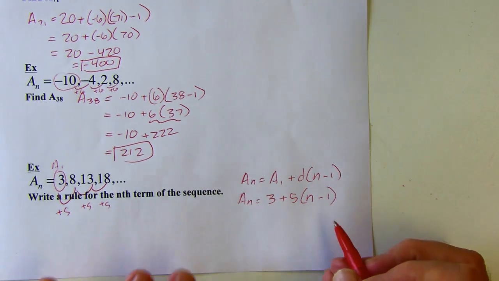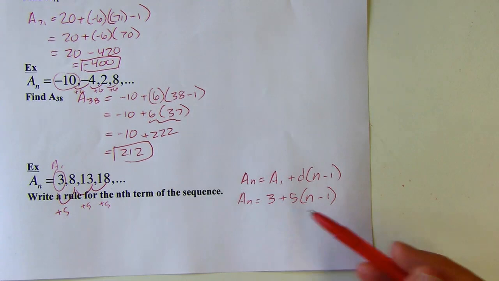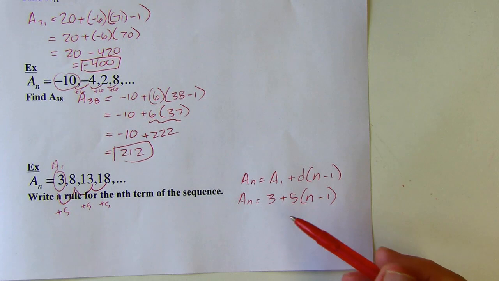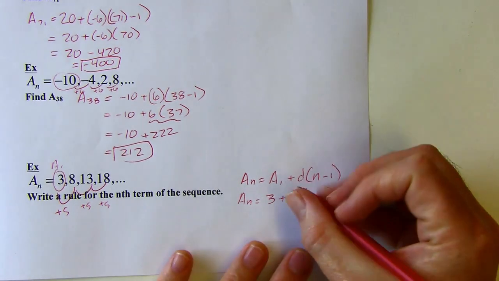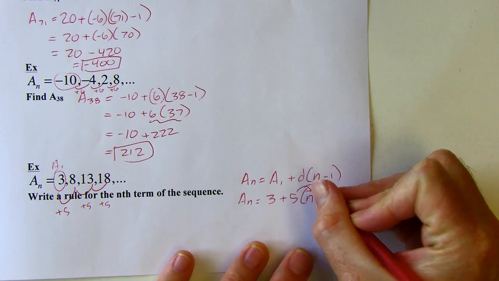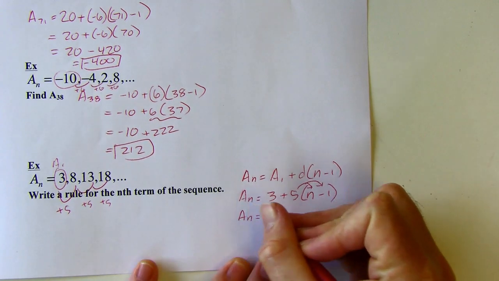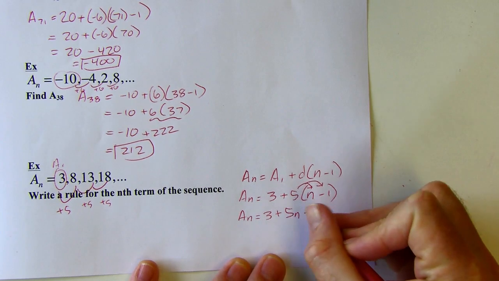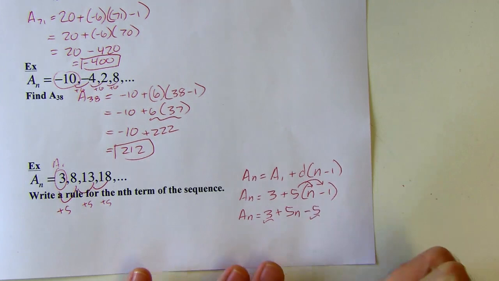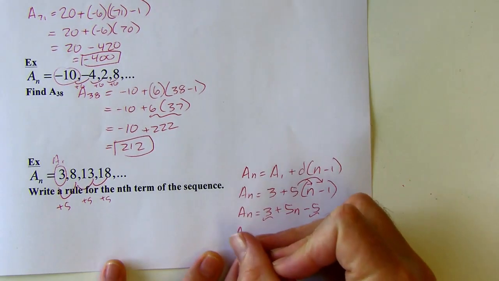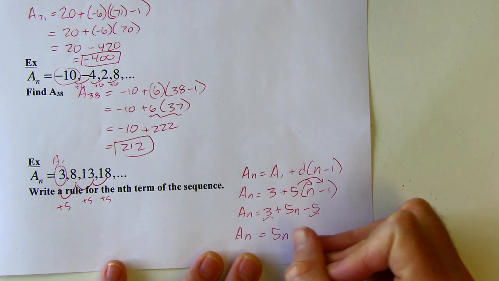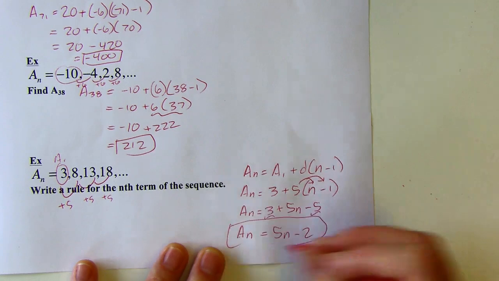Okay, and this is a rule. I've just plugged in the difference and the first term. Now, usually you'd want to simplify this, so let's go ahead and simplify it. We can distribute the 5. Then we can combine the 3 and the negative 5. So then a sub n is going to equal 5n minus 2. And that will allow me to build any term.